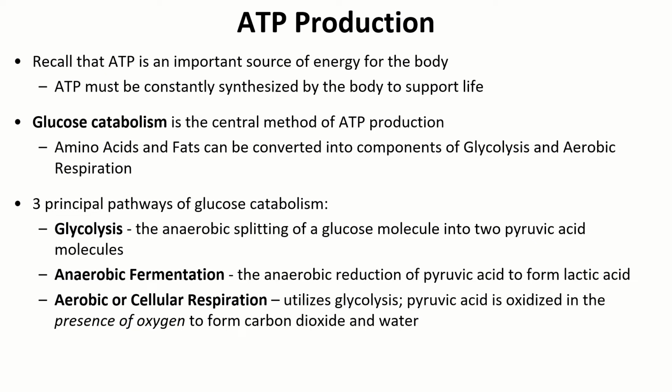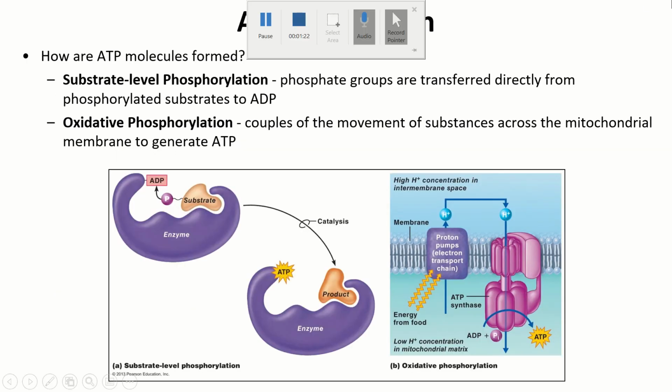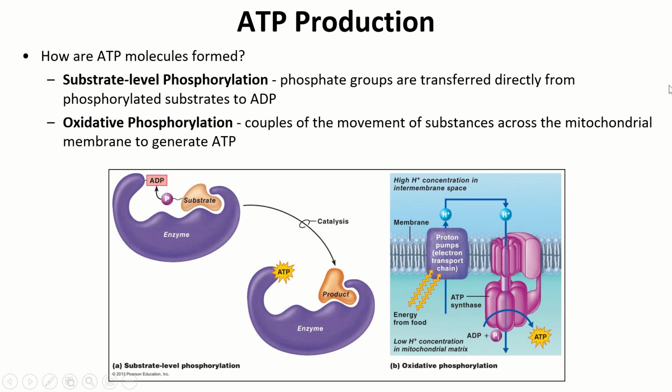Now, at each stage here, you can actually see ATP production occur. And so it's going to be important that as we go through, you learn to see how much ATP is formed and how it's formed. That's what we look at in this slide here. There are 2 major mechanisms by which an ATP molecule can be made. The first is substrate level phosphorylation, and that's what we're going to see in these first few steps.